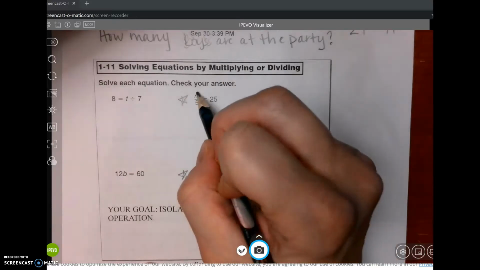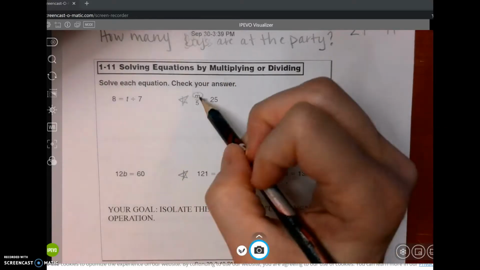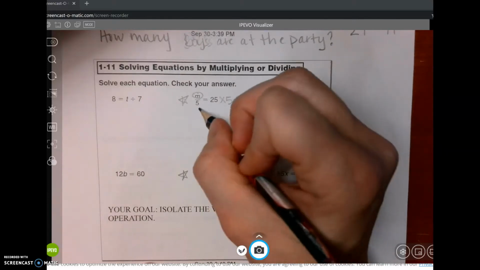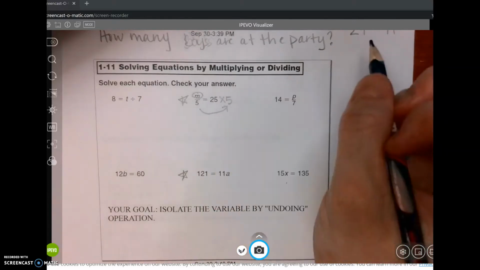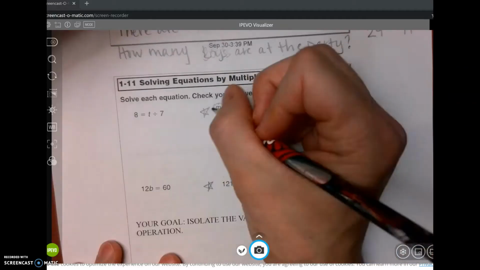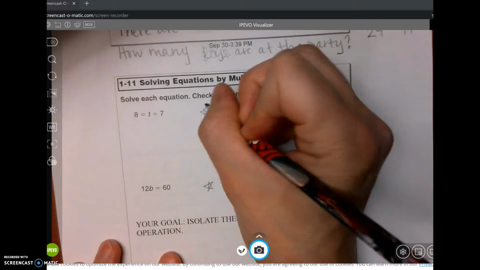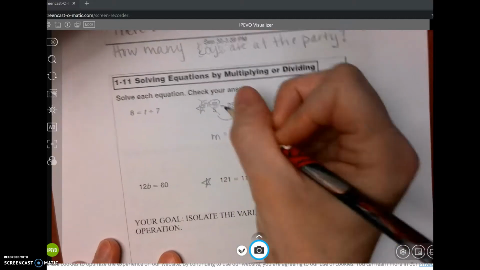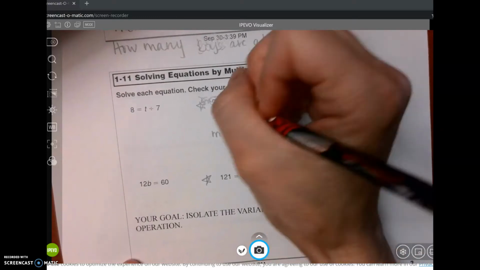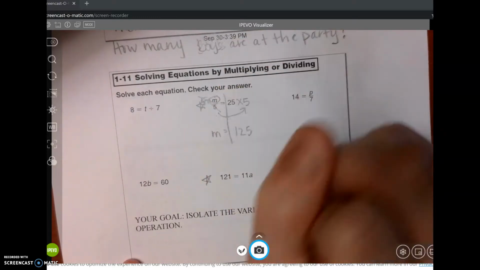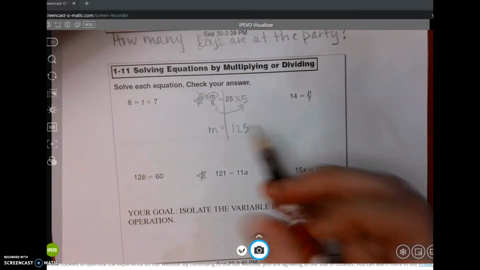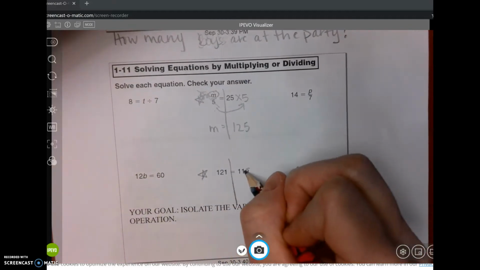So to figure out what m is, we want to do the inverse. Instead of dividing by 5, we want to multiply by 5. We want to get that m alone by doing the inverse of dividing by 5. Do it to both sides. And m equals 25 times 5 is 125. Let me check it. Does 125 divided by 5 equal 25? Yep, it does.